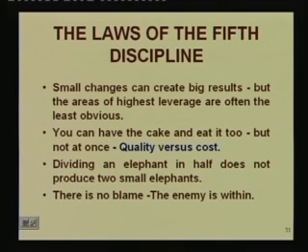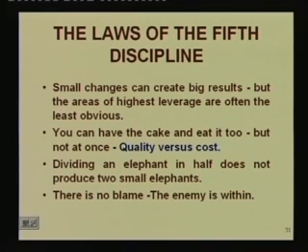You can have the cake and eat it too, but not at once. So, quality versus cost. That means you can increase quality and you can also reduce cost, but you have to do something for that. Dividing an elephant in half does not produce two small elephants. Very simple. That means there is a connectedness. The system concept says that if you have an elephant, understand the elephant, everything has a role to play, and it is not really the subsystem optimization which will give you the total system optimization.